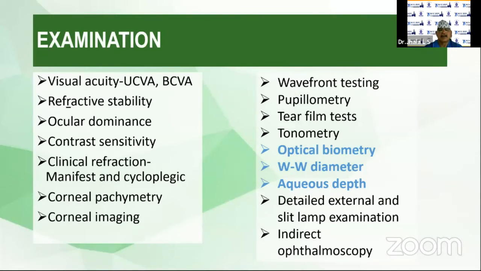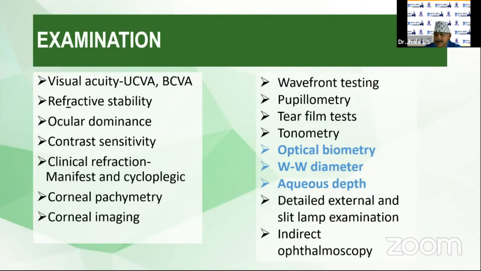Now coming to the actual examination, this slide shows you what array of examination you should do, like visual acuity, uncorrected and best corrected. You should check the refractive stability of the patient, ocular dominance, contrast sensitivity, cycloplegic and manifest refractions, corneal thickness, corneal imaging, wavefront testing, pupillometry, tear film test, tonometry. If you are going for phakic IOLs and lens-based surgery, then optical biometry, white-to-white diameter, echo step.